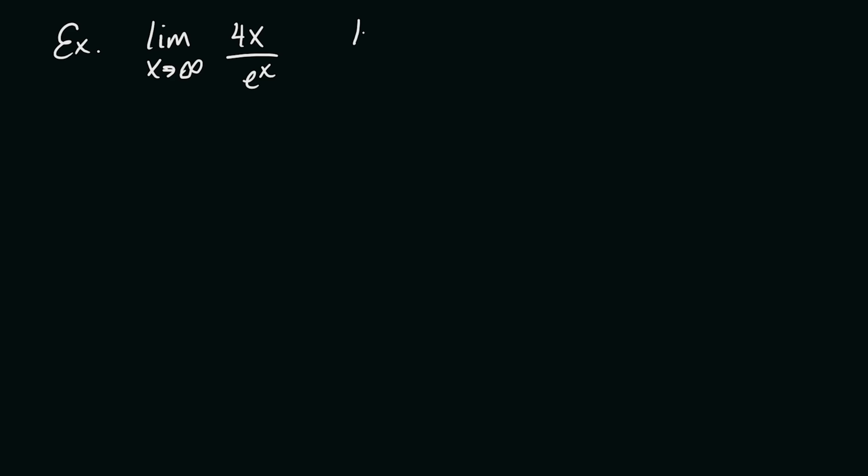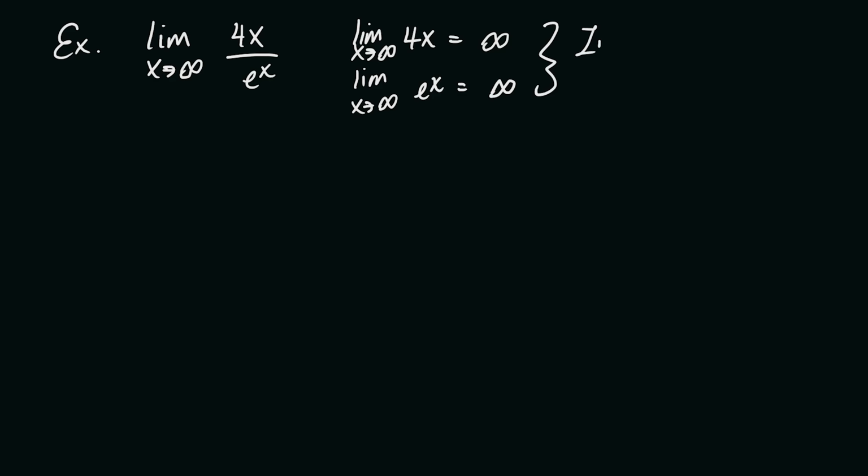So let's do the limit as x is approaching infinity of 4x, that's equal to infinity, because our graph is moving upwards into infinity. And the limit as x is approaching infinity of e to the x, that's also equal to infinity. So now, we can say that it's the indeterminate form of infinity over infinity.